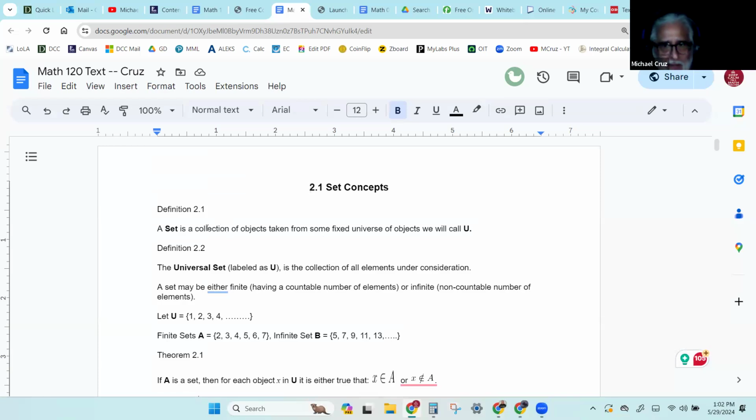All right, now a set. This is the concept behind set theory. We're talking about these things called sets, and a set is just a collection of objects from some fixed universe of objects we call U.